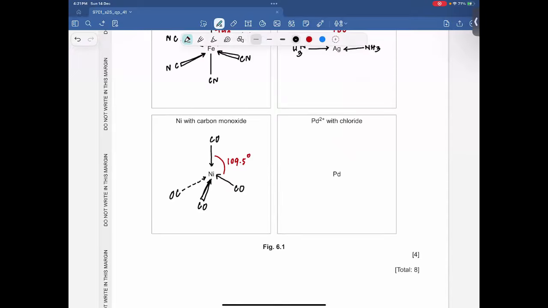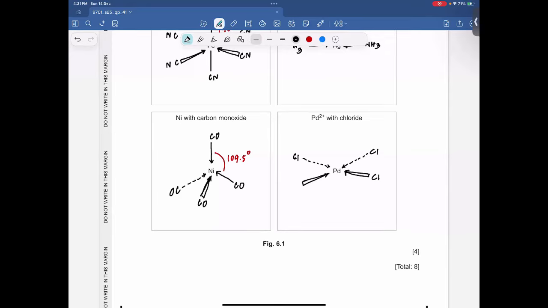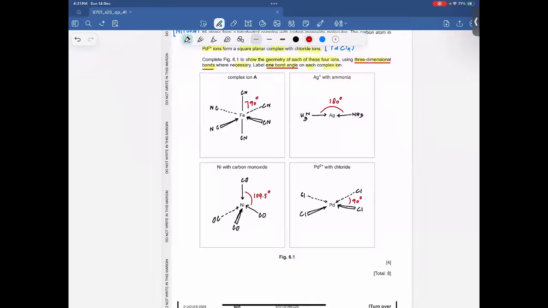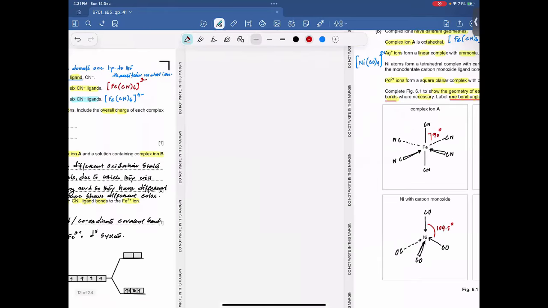Palladium has a square planar geometry. That's easy. So this is going to be the square planar geometry, guys. And chloride: this is Cl, this is Cl, this is Cl, and this is Cl. And obviously the angle is 90 degrees among these. So that's the end of question number, I believe, 6. Oh my goodness, there are a lot of questions.